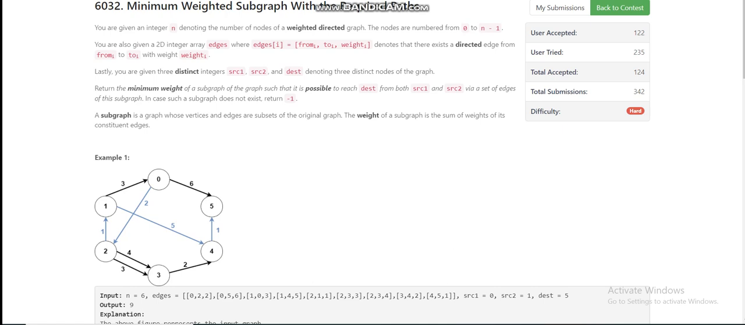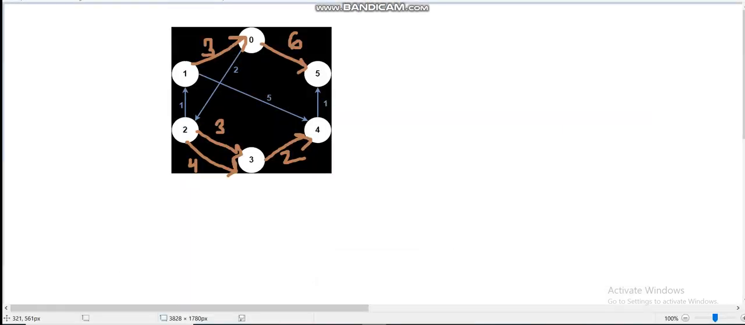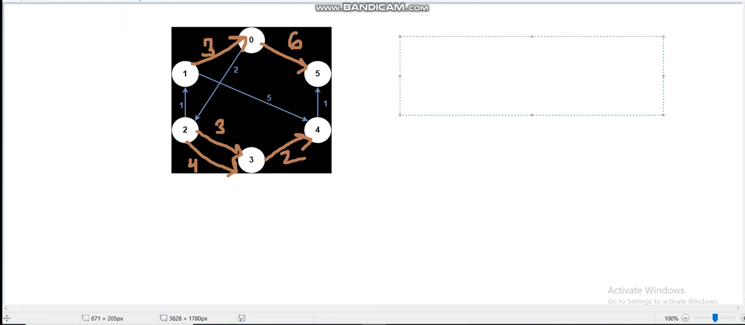So first we have to make some observations. Let us try to make some observations. This is the given graph. What is the first observation? A first observation which I have made is that there is no loop in the resultant subgraph. There should not be a loop.